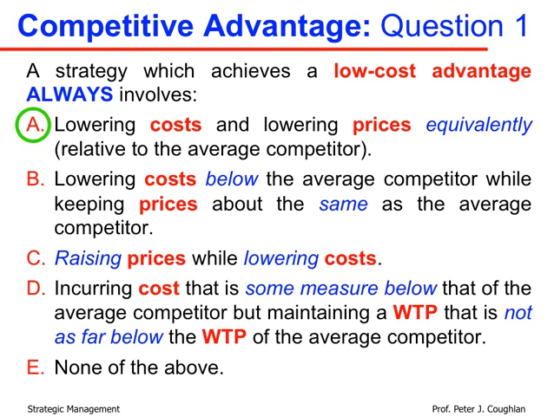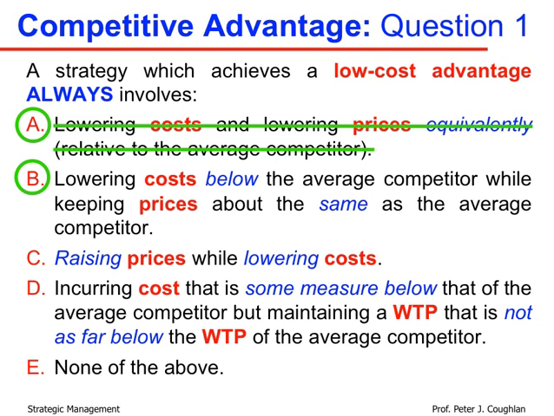And so again, A makes the least amount of sense probably of all the answers, because it doesn't actually leverage your advantage. But also, we've shown by counterexample that it's not always the case. So A is not something that always occurs with a low cost advantage. What about B? Lowering costs below the average competitor while keeping prices about the same as the average competitor. Well, so same prices, lower cost.